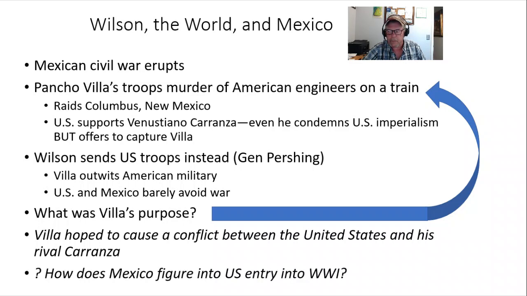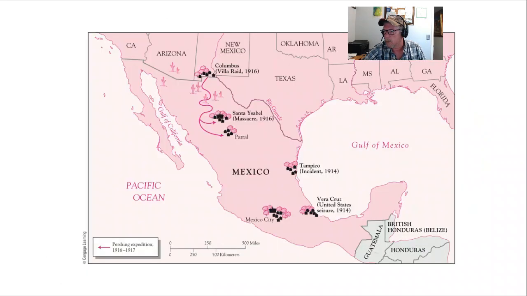How does Mexico figure into U.S. entry into World War I? I don't know if we'll get to it in this slide, but here's a hint. It's called the Zimmerman Telegram. Right, and there's just a map of some of the goings-on with Pancho Villa and Blackjack Pershing trying to track him down. All right. But that's the best part, right?